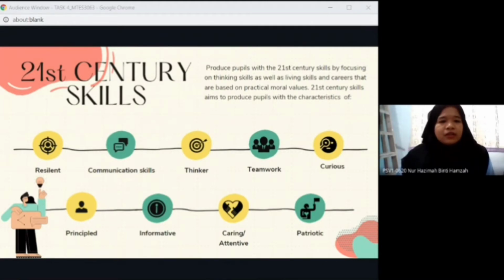Then the second last is caring or attentive, where the pupils show their empathy, compassion, and respect towards the needs and feelings of others. Then lastly is patriotic, which the pupils demonstrate their love and respect towards the country.